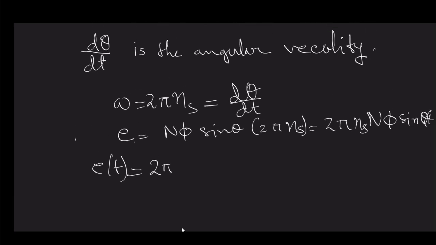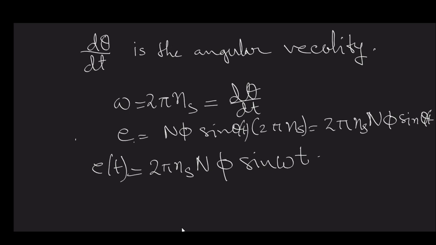So the total expression will be something like 2 pi ns N phi sin theta t, or this theta t can be further replaced by sin omega t. Unlike theta, omega is not a variable, omega is constant. So 2 pi ns N phi sin omega t.